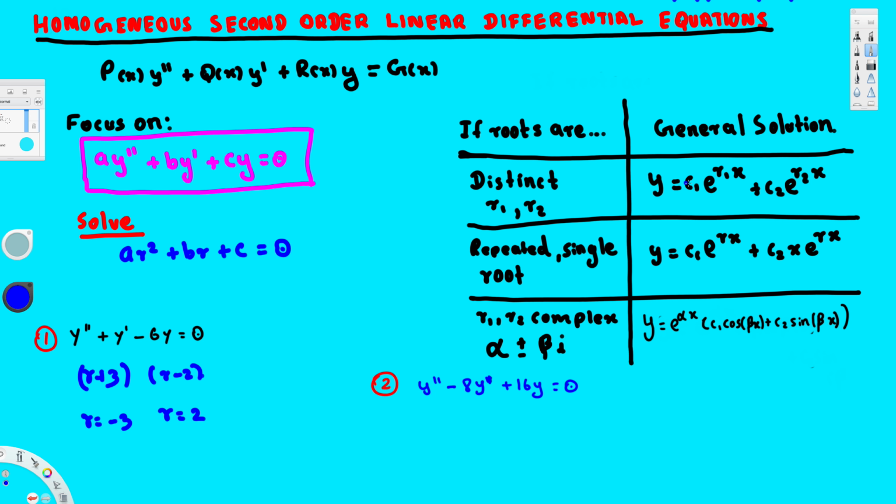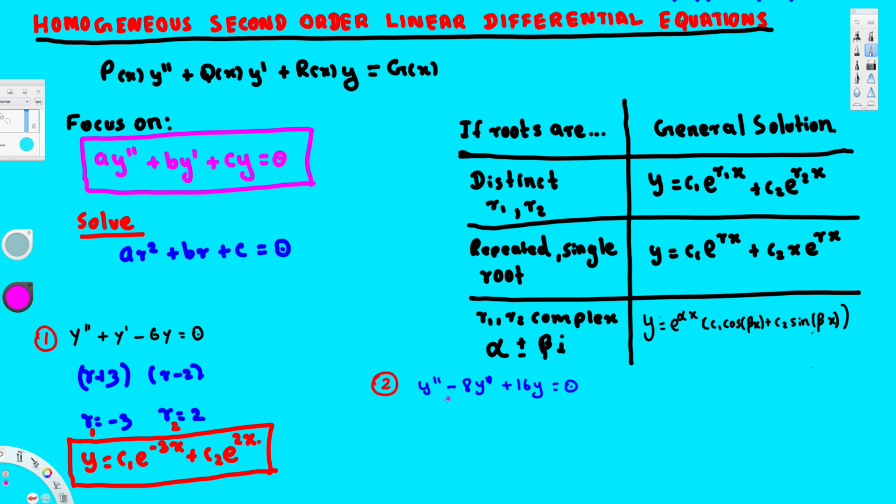So we are going to use the first one: y is equal to c1 e to the r1 x plus c2 e to the r2 x. Now let's go ahead and write that. Y is equal to c1 e to the r1 x, where r1 is our -3, so minus 3x, plus c2 e to the 2x. So this is going to be the general solution for the first differential equation. Now let's go ahead and do the second one.